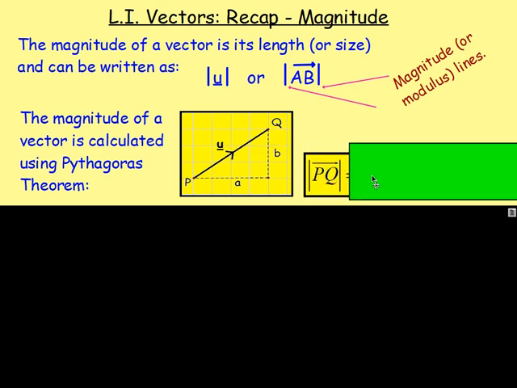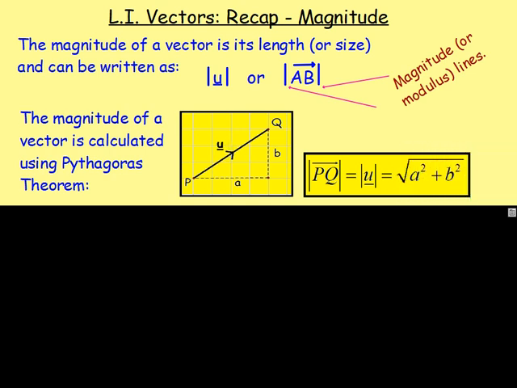The way that's written though is you would say the vector from P to Q with these modulus signs, which means the size of that, and that is also known as vector u because we've got a wee u beside that, and it's the square root of a squared plus b squared.